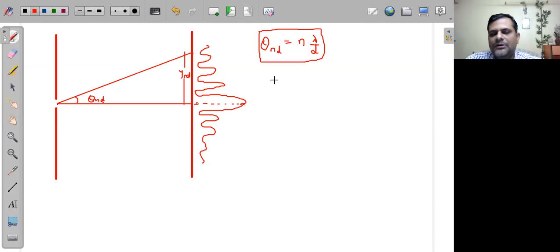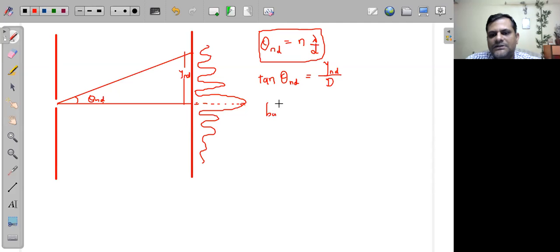ठीक है. बट फ्रॉम द डायग्राम हियर, if we just see this triangle then we can get that tan theta nd, मतलब tan of this angle theta nd, can be obtained to be simply equal to opposite upon adjacent, but opposite is nothing but y nd and this adjacent is nothing but capital D, which is the total distance between the slit and screen here.